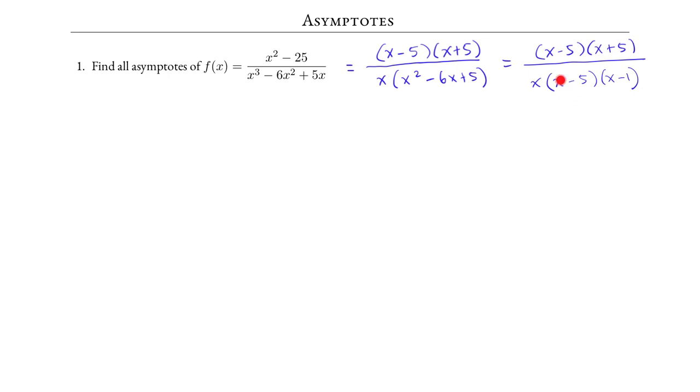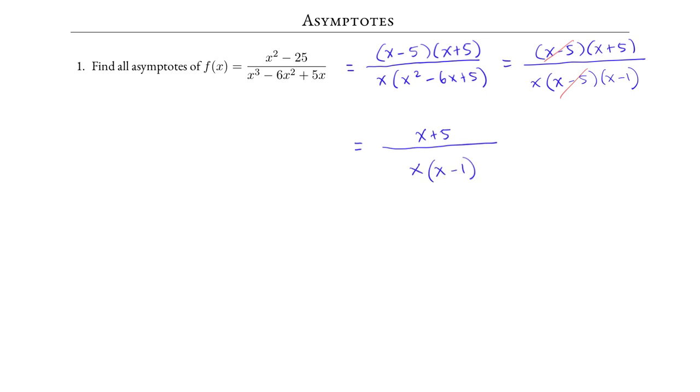There are three factors in the denominator. The zeros in the denominator are x equals 0, x equals 5, x equals 1, but that doesn't mean that we would have three vertical asymptotes. That is because we see that the factor x minus 5 is the same on top and the bottom, so we would cancel this out, and so we obtain x plus 5 over x times x minus 1.